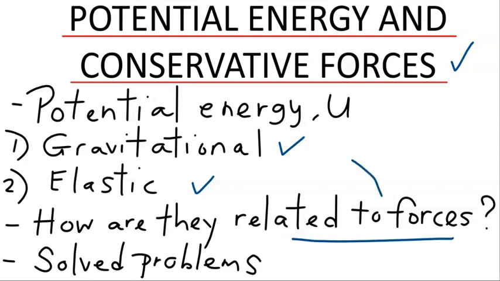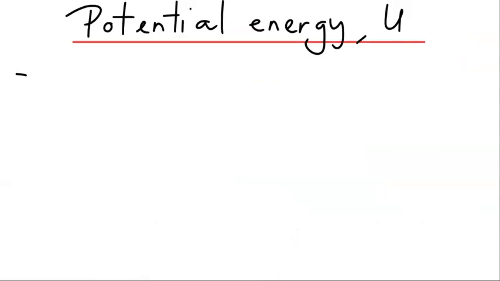So in the case of gravitational potential energy, the force will be the gravitational force or the weight. In the case of elastic potential energy or the spring potential energy, the corresponding force will be the spring force described by Hooke's law. Finally, we will solve some problems based on the materials discussed.